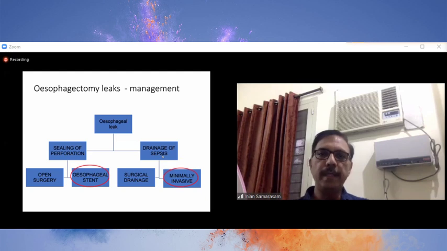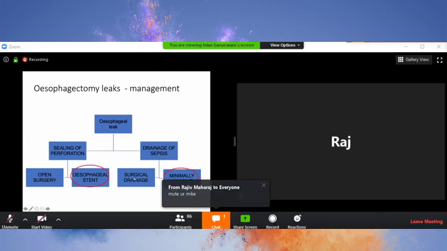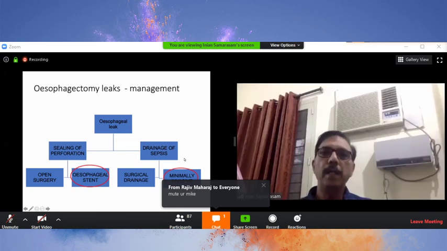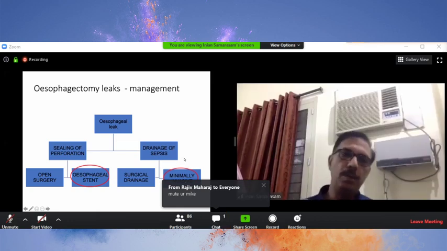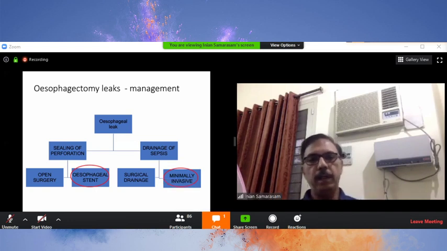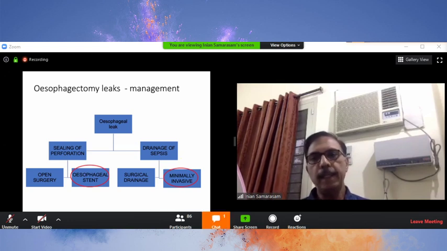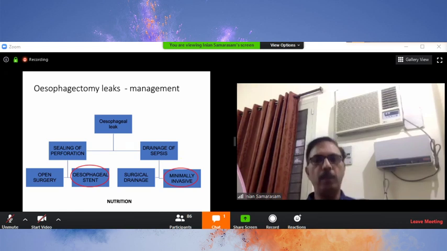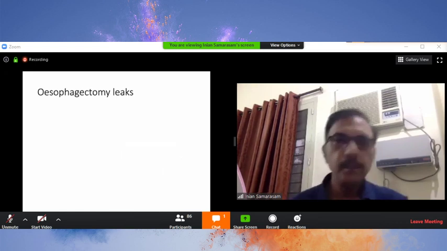So to drain the sepsis, you can do it in a minimally invasive way. All right. So these are the two things that you generally do. In order to seal the perforation as minimally invasively as possible, nowadays it's a stent. And to drain the sepsis, you can do this radiologically. And of course, do not forget nutrition.